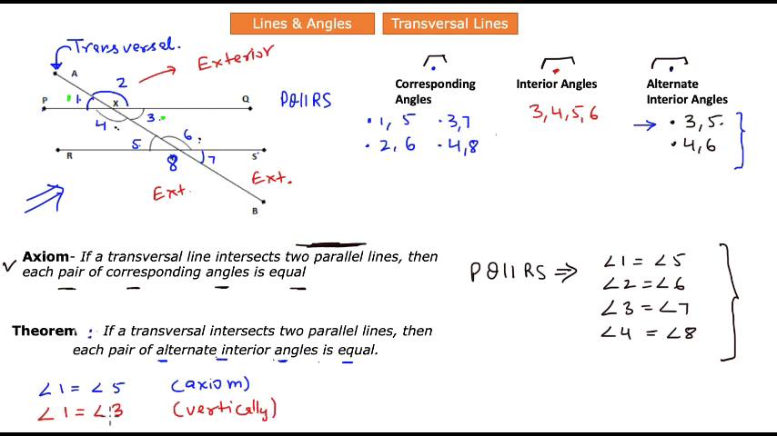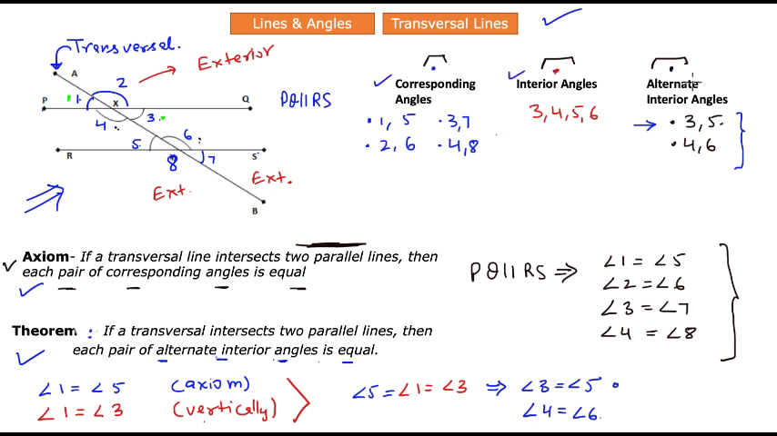So angle 1 is equal to angle 3, we already have it. At the same time, angle 1 is equal to angle 5. That simply means that angle 3 is equal to angle 5. Using the same logic, you can say very easily that angle 4 will be equal to angle 6. So this is our discussion on the transversal lines. We studied the vertically opposite angles, the corresponding, the interior, and the alternate interior angles. We also proved a theorem about the equality of two alternate interior angles if the lines being intersected by the transversal are parallel.